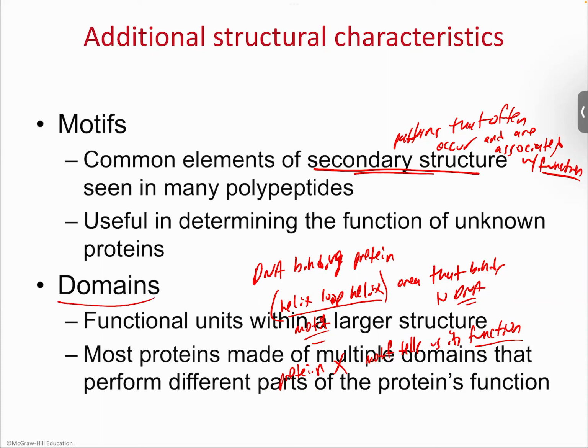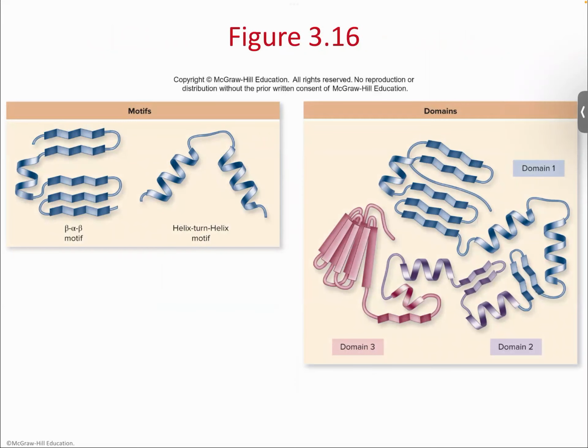Now, domains are a little bit bigger. These are like motifs, but bigger, and they tend to be functional areas within a protein itself. Domains are just larger areas with multiple different types of motifs in them. Here's a good example of domains versus a motif. A common motif is beta, alpha, beta: here's one beta sheet, here's an alpha helix, and here's another beta sheet. That's a commonly occurring pattern that's associated with some sort of function.